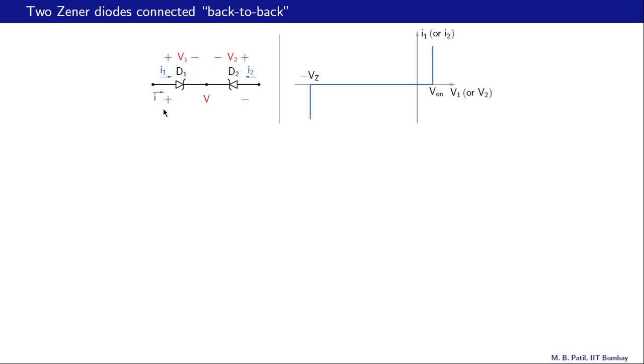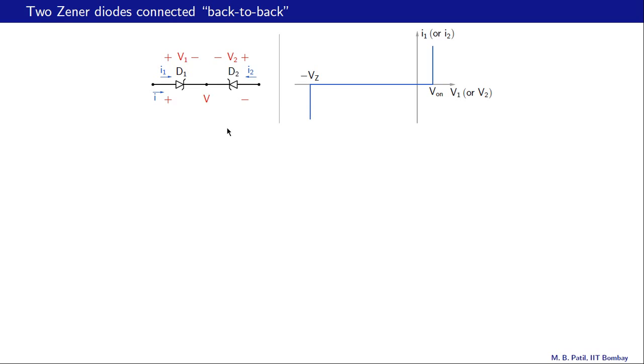Let us consider the case in which I is positive, let's say 1 milliamp. So 1 milliamp is flowing from this node to this node. And how is that possible? It is possible only if this diode conducts in the forward direction and this diode conducts in the reverse direction. So for D1, we have a forward current of 1 milliamp, somewhere here on the curve I1 versus V1. For D2, the reverse current is 1 milliamp, and so we are somewhere here, and it therefore has a voltage drop of minus Vz across it.